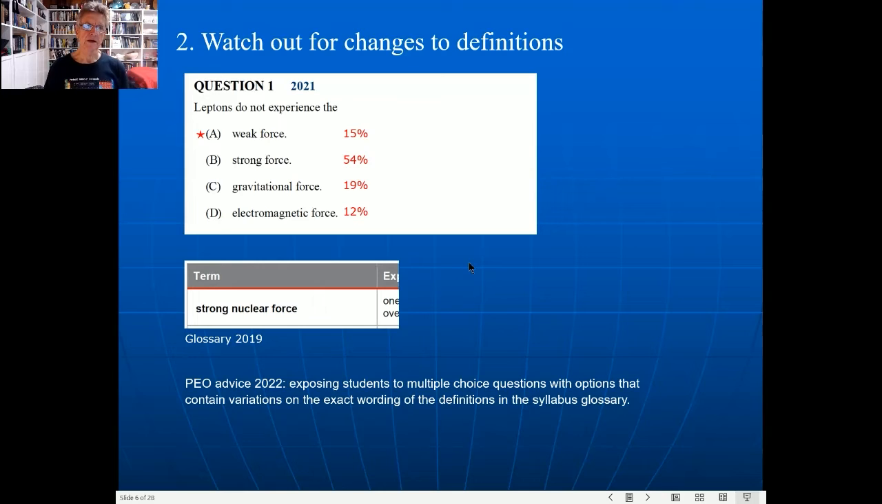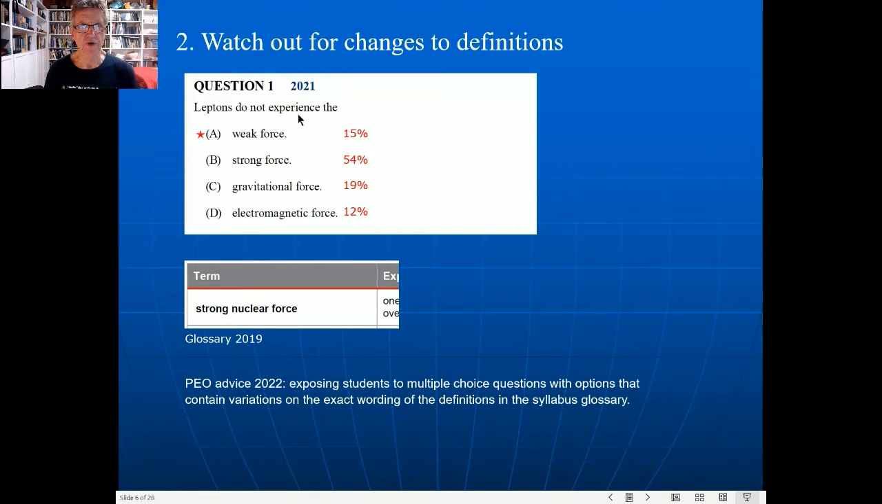Okay, now another trap students get into is changes to definitions. What they'll do is give you a question where they'll try and get you to show you understand what's going on. So here's a question here.